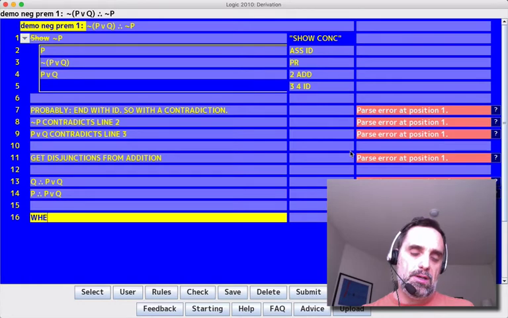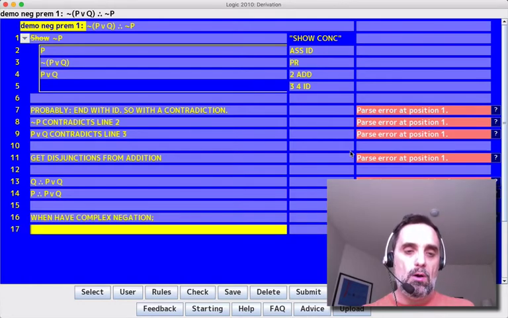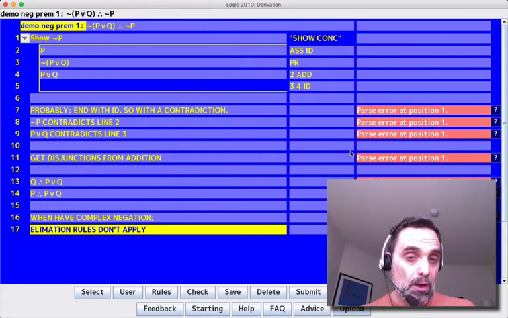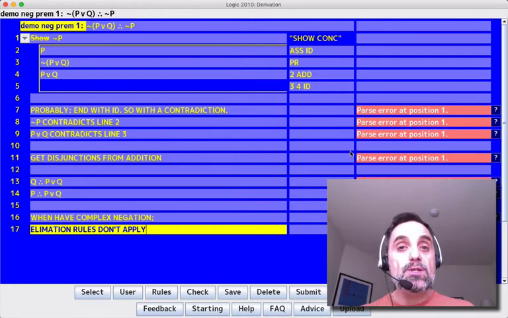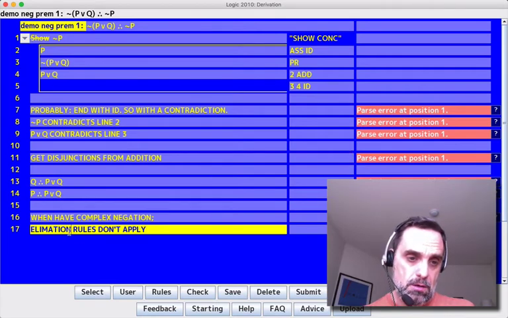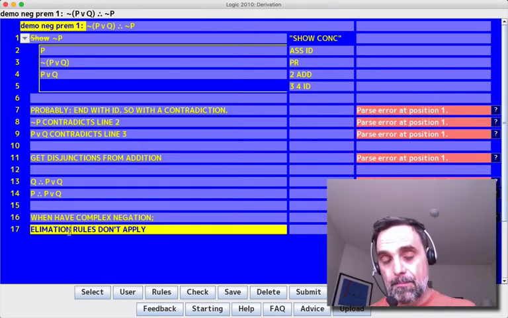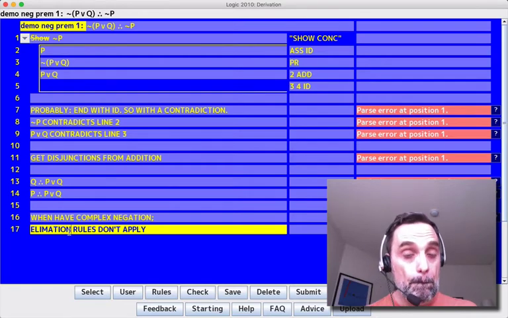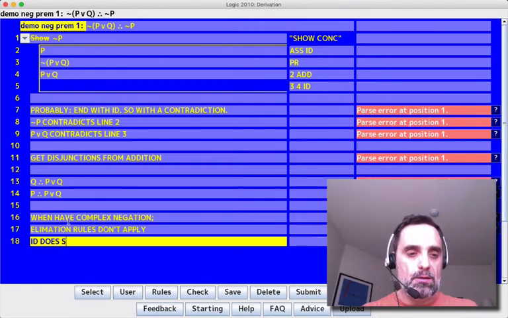When you have a complex negation, what are you going to do with it? Well, your elimination rules don't apply. If it's not a double negation, D and E doesn't apply. And if it's a negation, then it's not a conditional or a disjunction or a conjunction or a biconditional, and so our rules for those don't apply either. So we don't have any inference rules. Right, our inference rules do not apply. But ID does still apply.